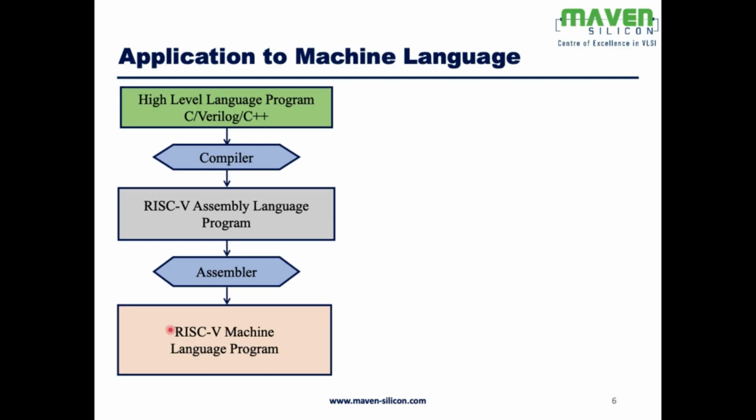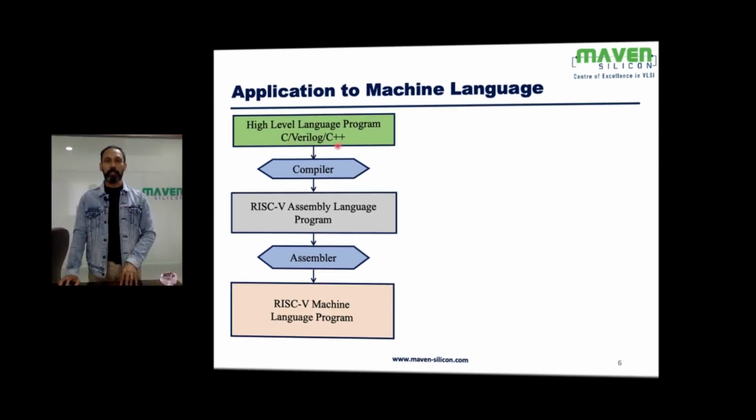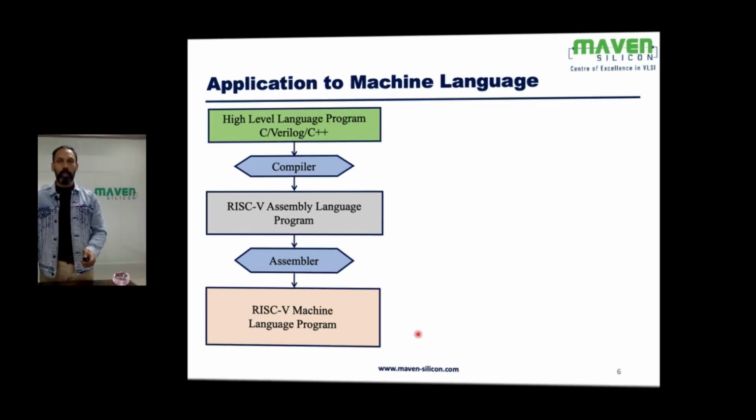Let me show you the transformation steps, how we convert the software applications into machine language program. Whatever the applications we create using high-level languages like C or C++, it will be compiled into assembly language program, and then the assembler is going to convert the assembly language into machine language. Everything is going to be in binary, and the processor is going to execute only machine language program. Look at this example.